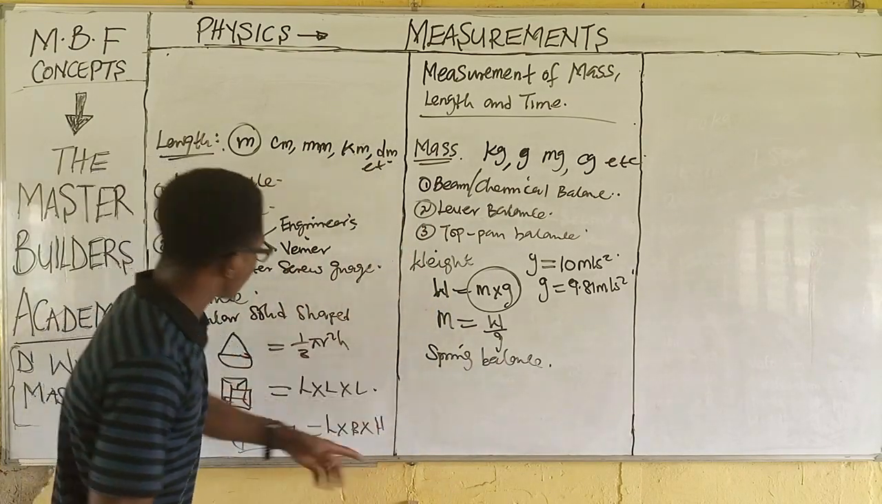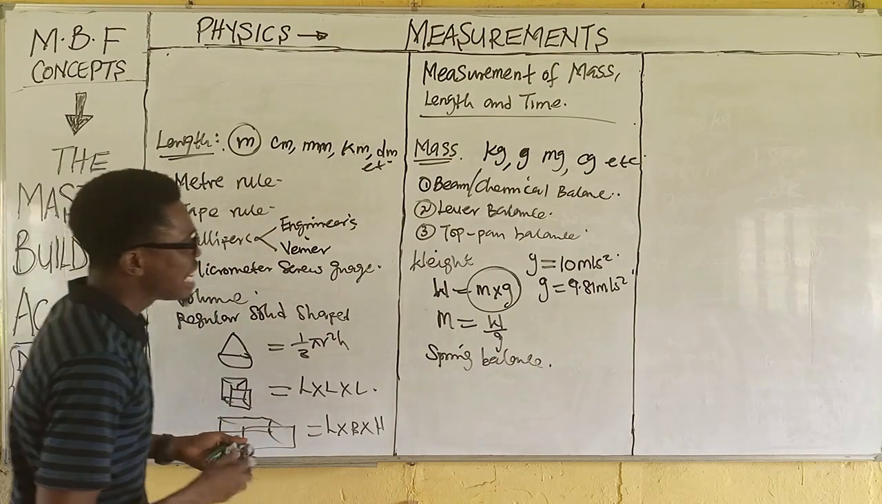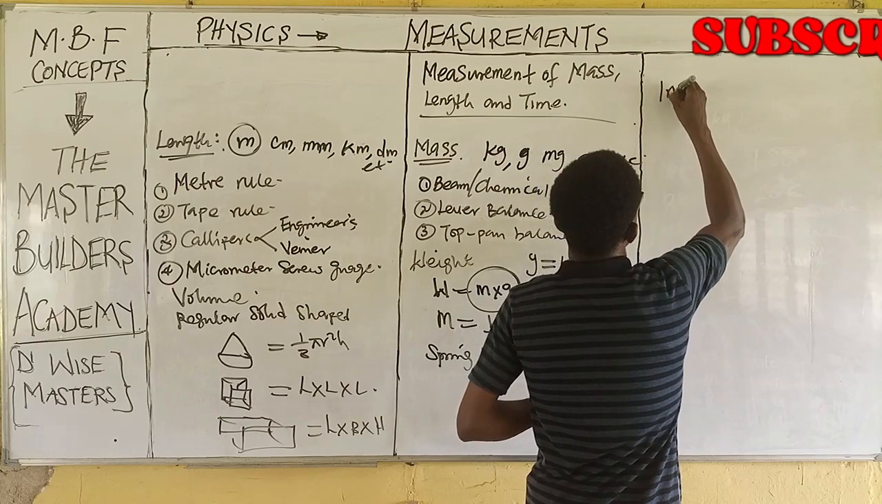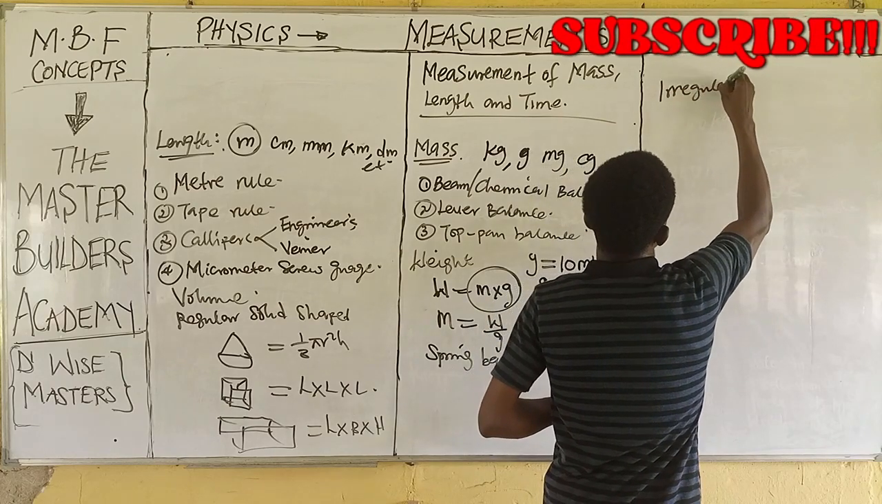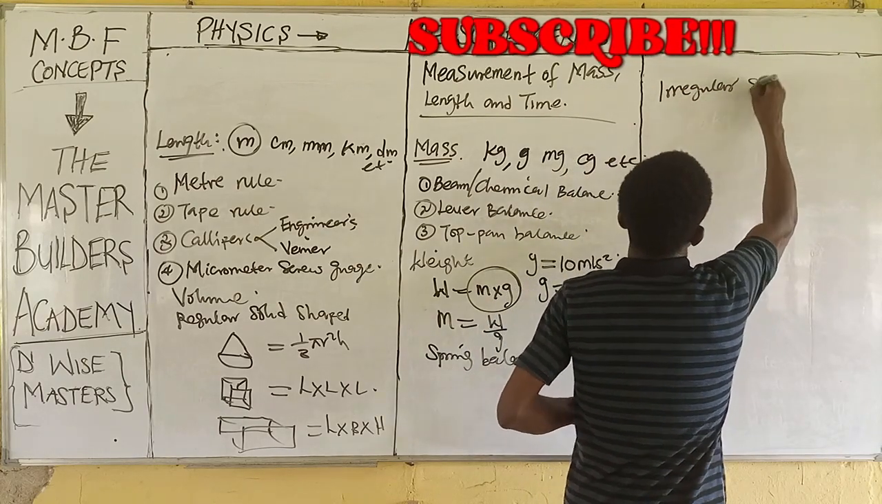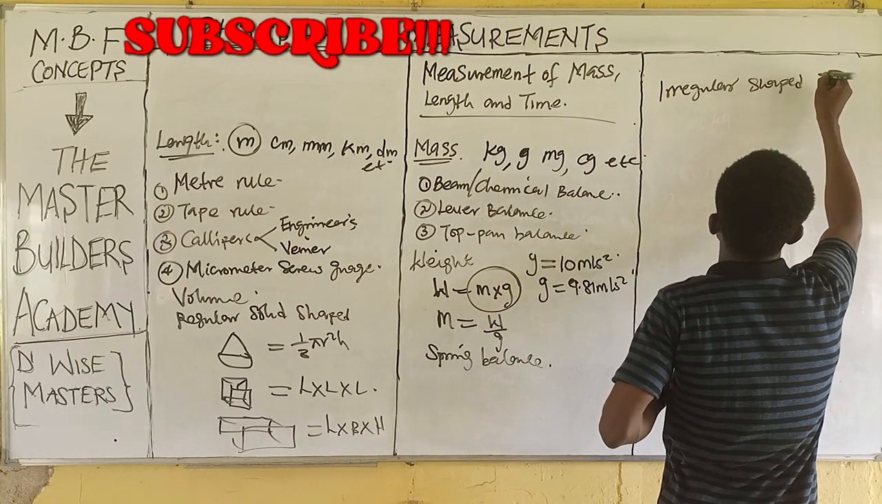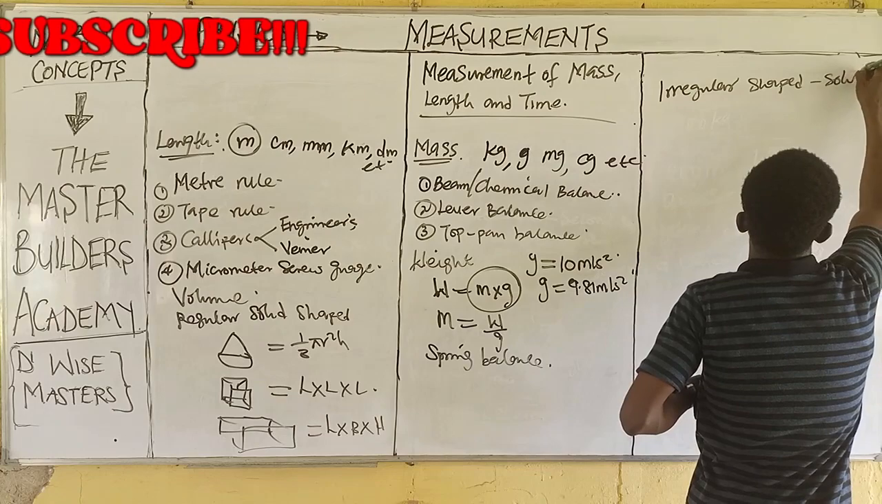Now, what about the second aspect of it, which we now call the irregular? Now we have this to be what? Irregular. The irregular shaped body or shaped object, as opposed to the regular shaped solid.